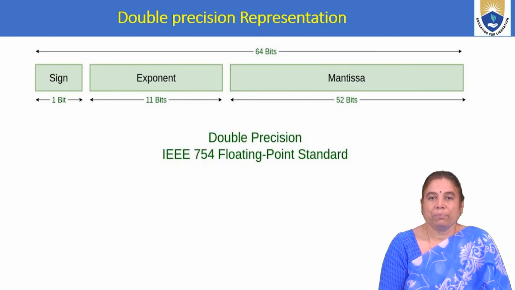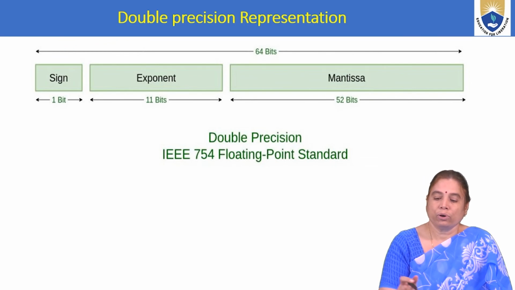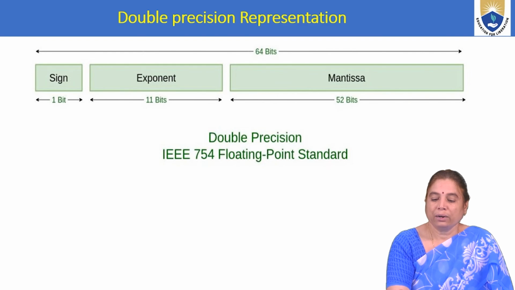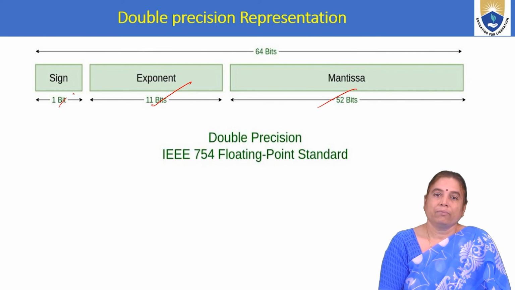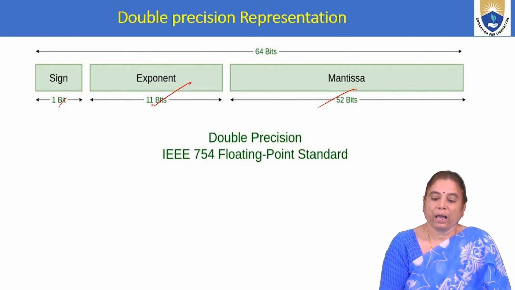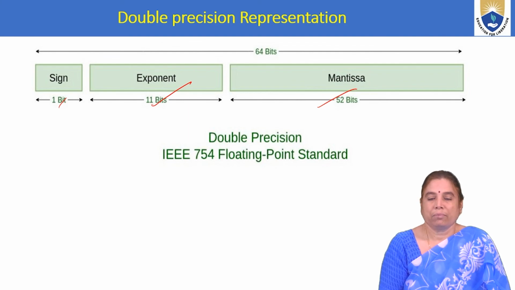Next is the double precision representation. Double precision representation holds 64 bits: 52 bits are used to represent the mantissa, 11 bits are used to represent the exponent, and 1 bit is used to represent the sign bit, whether the number is positive or negative. So these are the IEEE 754 single precision and double precision floating point representations.